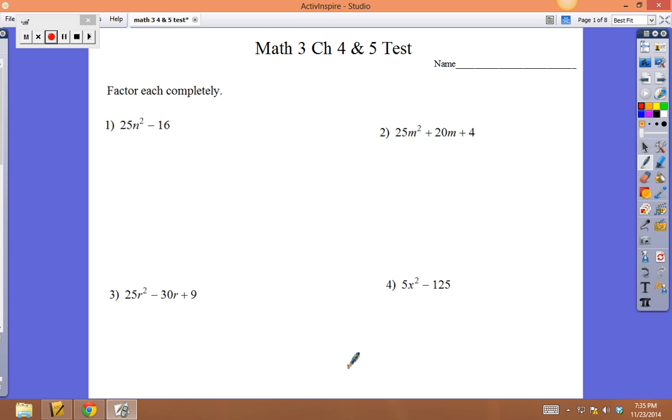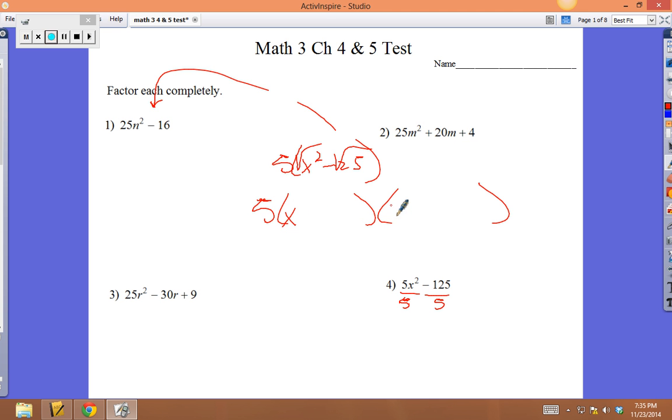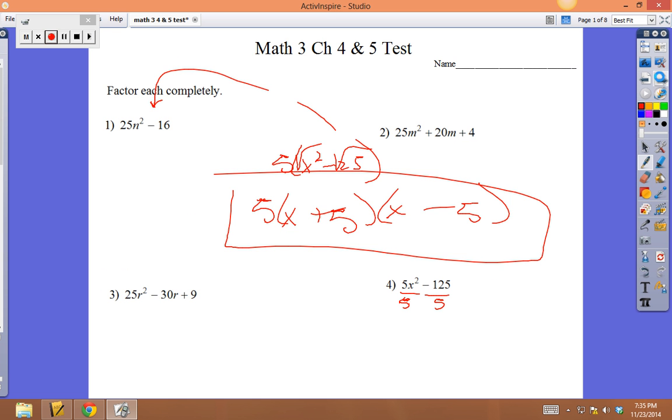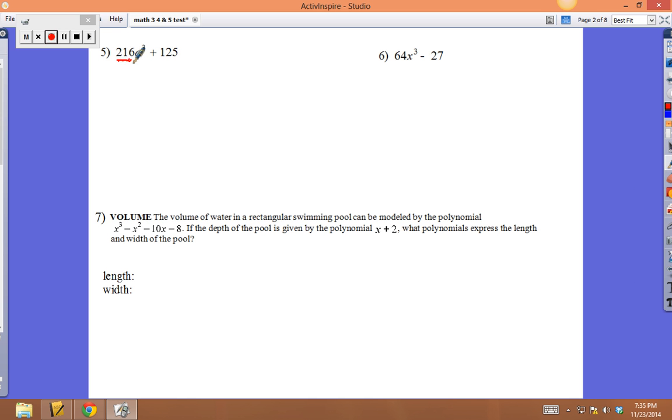Okay, number 4. 5 is not a perfect square, and neither is 125. So it's not going to follow that model, but we can divide both of these by 5. And if you do that for your first move, then you get this, 5 times x squared minus 25. And now they're both perfect squares, and now it looks kind of just like number 1. So it's going to be 5. How they got an x squared was x times x, and how they got 25 was 5 times 5, but it's a negative 25, so one's got to be plus, one's got to be minus. There is the answer.